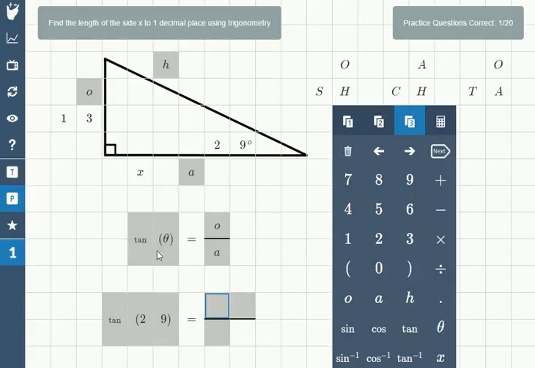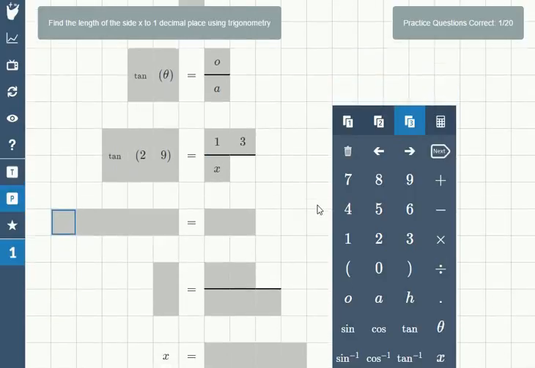So all we've done so far is replace theta with the value 29. Next we want to replace O with the length of that side, which in this case is 13. So I'll put 13 in the next two answer boxes. And then we're going to replace A with the value next to the A side, which is x, which is what we're trying to find out.